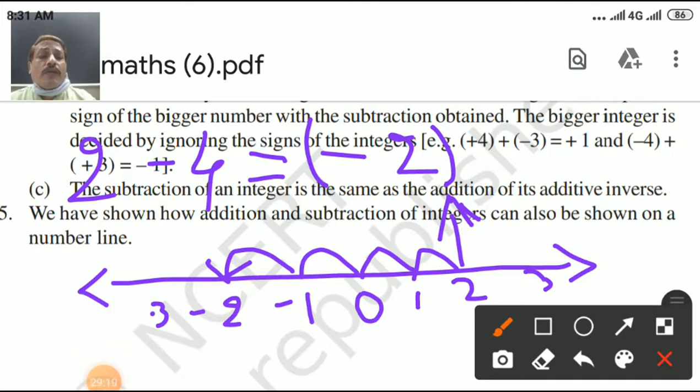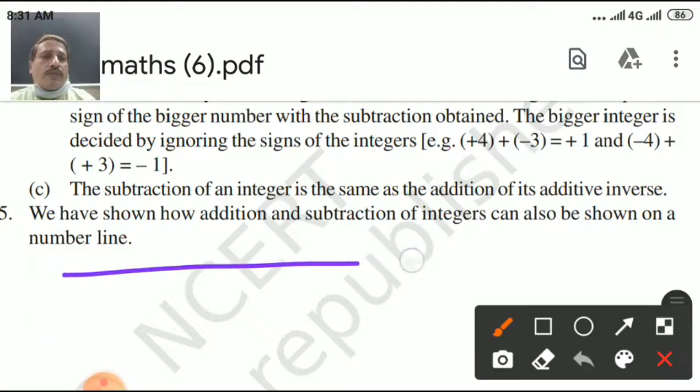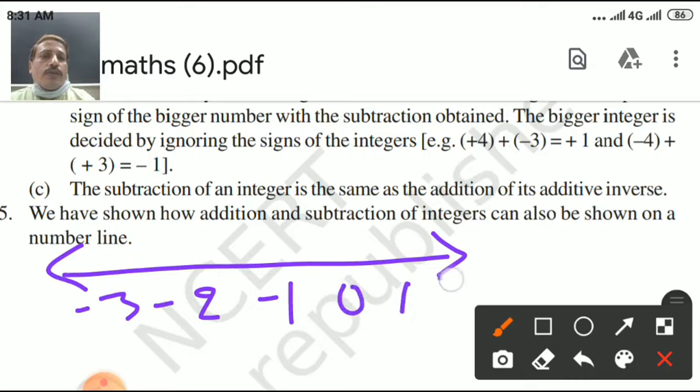Sometimes both the numbers are positive. Very simple one, student. See, once again: minus 3, minus 2, minus 1, 0, 1, 2. You are on minus 2. Sorry, you are on 1.